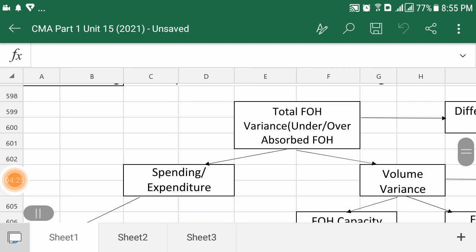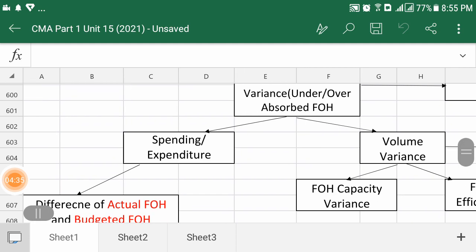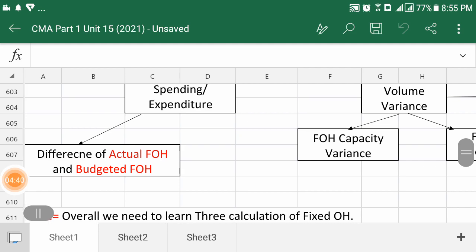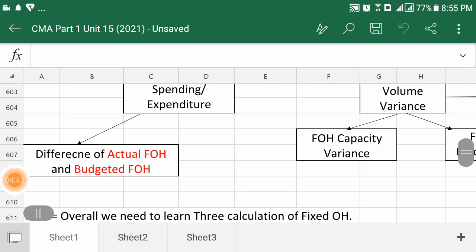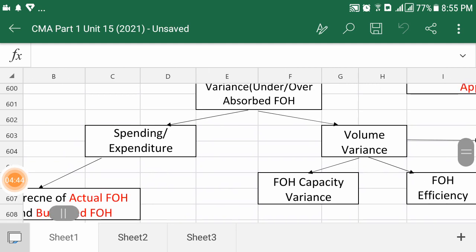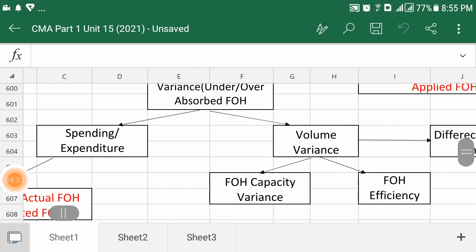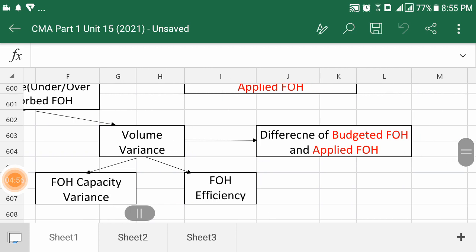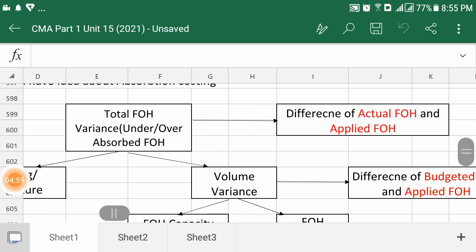So total fixed overhead variance, under and over absorbed fixed overhead cost. The spending or expenditure variance is the difference between actual fixed overhead and budgeted fixed overhead, and the volume variance is related to capacity: the fixed overhead capacity variance and the fixed overhead efficiency variance. It is the difference between the applied and budgeted amount, which is the variance.